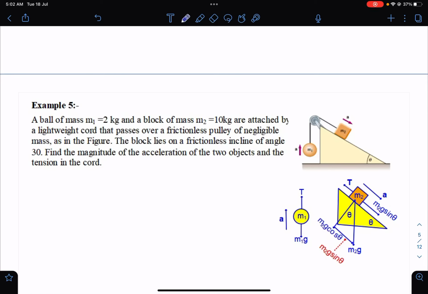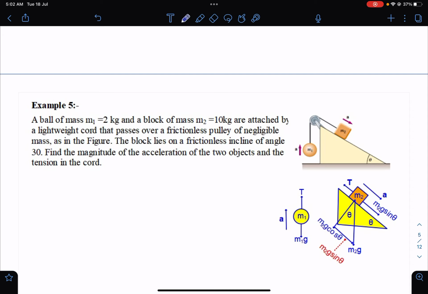So this is another question related to Newton's law of motion, which deals with the inclined plane again. But in this one, we're having two objects, two blocks.